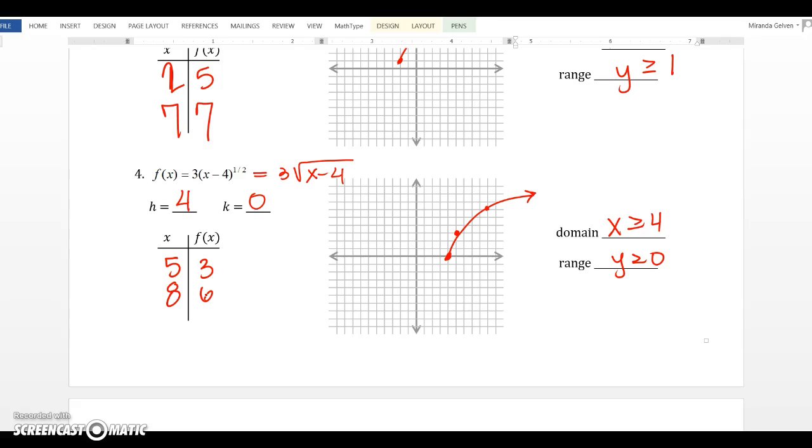In your homework you have both square root and cube root graphing functions. I only want you to graph square roots. Only graph square roots in homework.